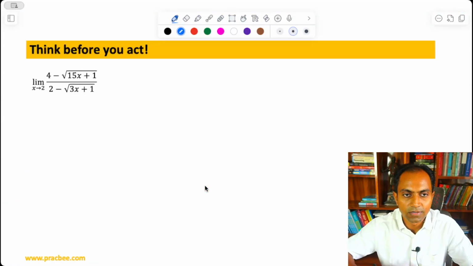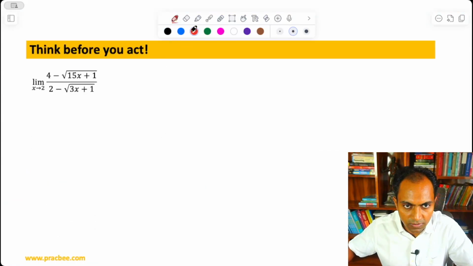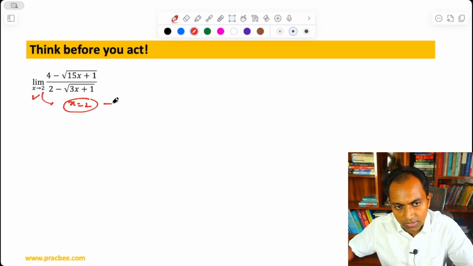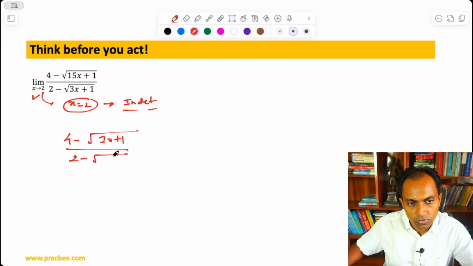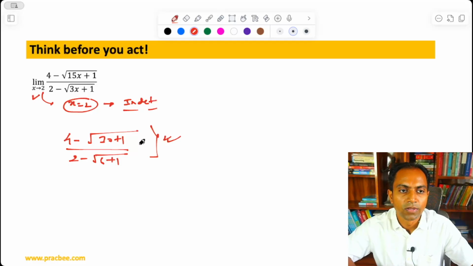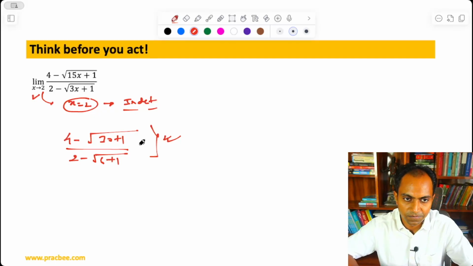Now always think before you act. That would mean if the question is given to you, you should always check what will happen if you put the limit. Like in this case, if I put x equal to 2, you will see that this will not be indeterminate. In fact, we will check. If you put 2, this becomes 4. This becomes 30 plus 1. This becomes 2 minus root of 6 plus 1. This is not indeterminate. This is determinate. This will become the answer. My point is that you need to always check the indeterminacy first and then solve the question.